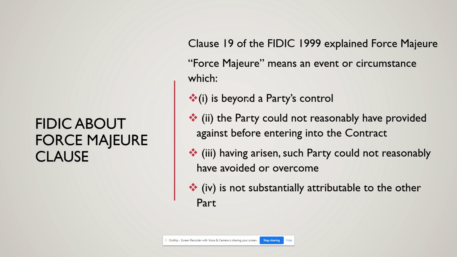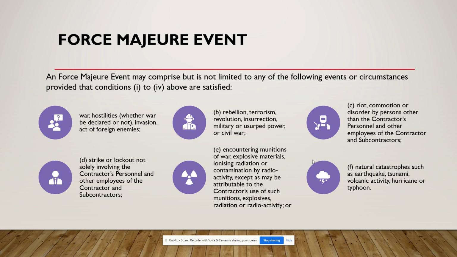It's beyond the party's control. Is COVID-19 controlled by the party? Before entering into the contract, we can't foresee whether COVID-19 will come or not. Having arisen, such party could not reasonably have avoided or overcome it. We are trying, but we are not able to avoid or overcome it. And it's not substantially attributable to the other party. So I think the epidemic COVID-19 can be classified as a force majeure event according to the FIDIC contract.